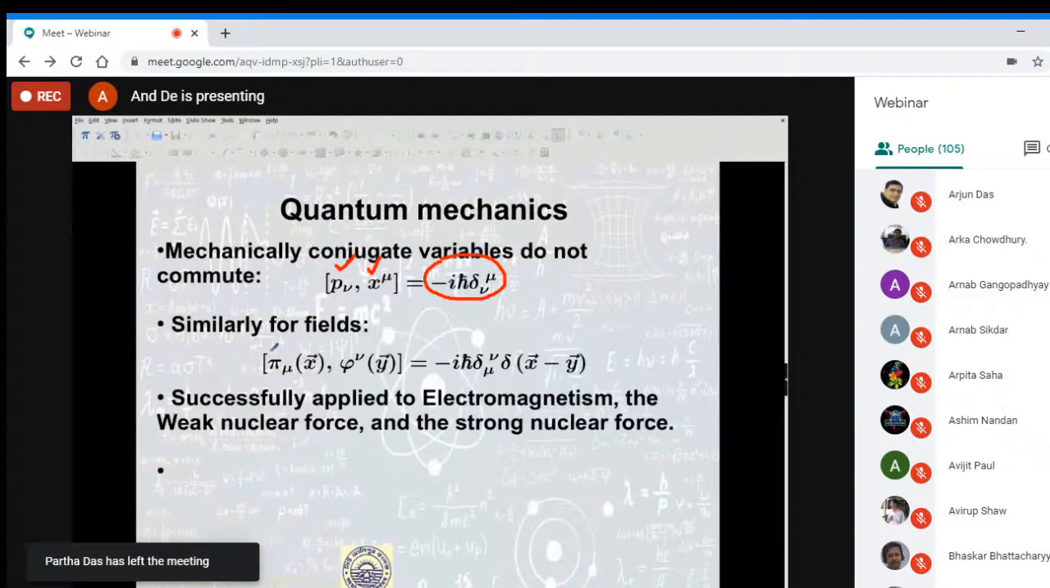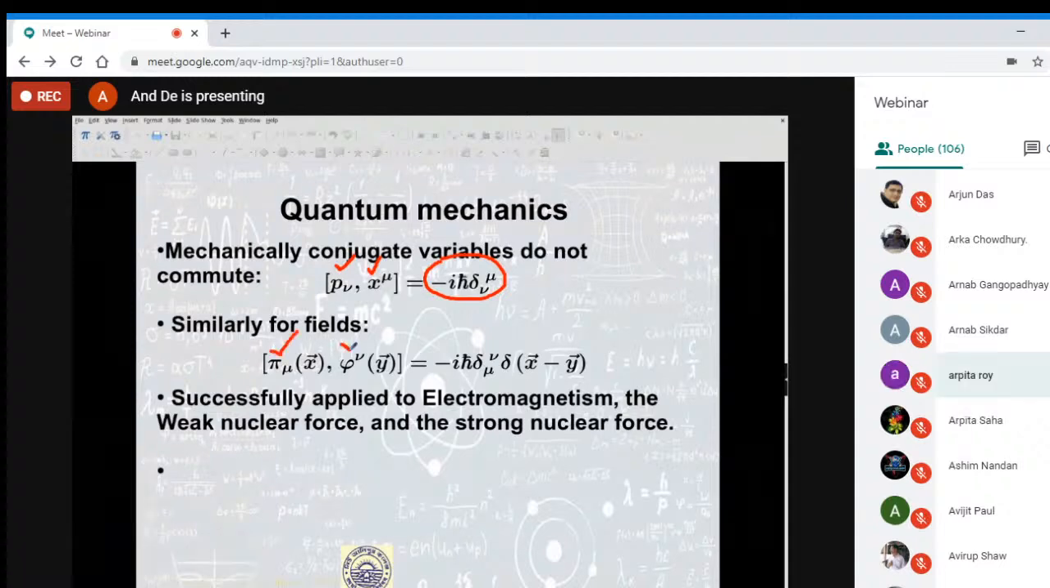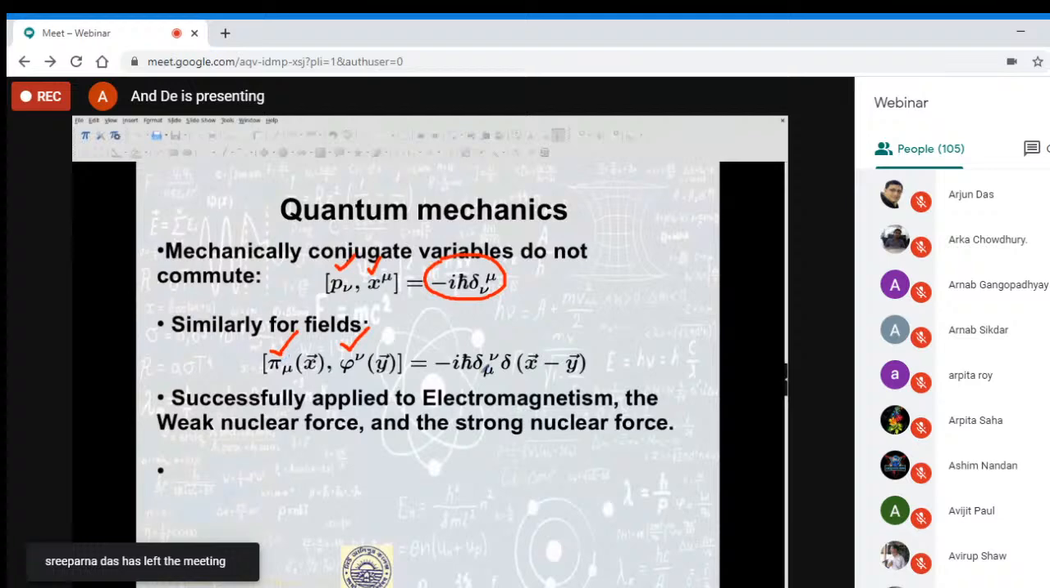One takes the canonical momentum of the field theory, one takes the field itself, and one calculates the commutator, pi times phi minus phi times pi, and one gets a similar non-trivial commutator. In other words, pi and phi, the momentum of the field and the field itself, cannot be ordinary functions that commute. They do not commute.